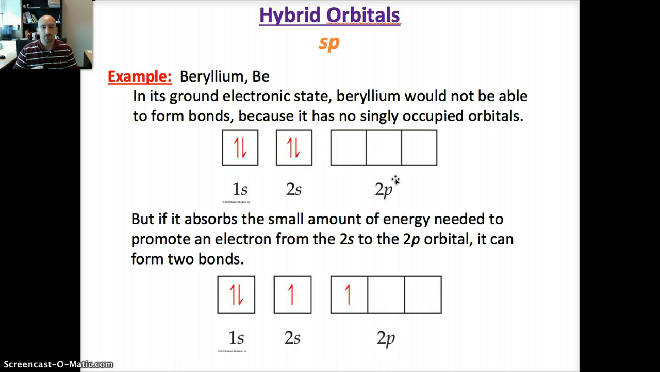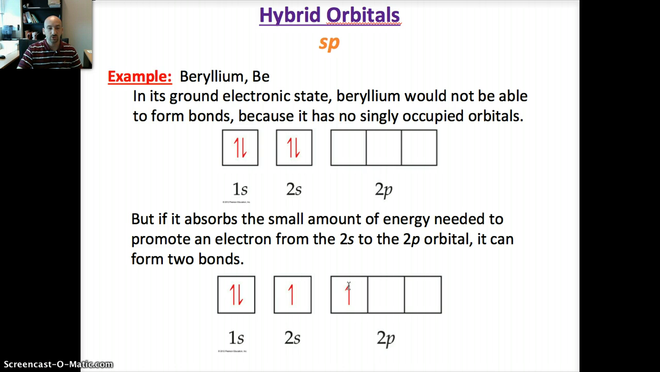To really illustrate the process of hybridization, we can look at beryllium. In its ground electronic state, beryllium would not be able to form any bonds because it has no singly occupied orbitals. Everything has pairs, the 1s and the 2s. But if it were to absorb a small amount of energy and promote an electron from the 2s to the 2p orbital, now it has the ability to form 2 bonds, one with each of these. And so we can form BeF2, 2 fluorines coupled to beryllium.